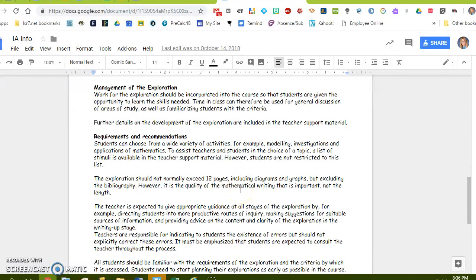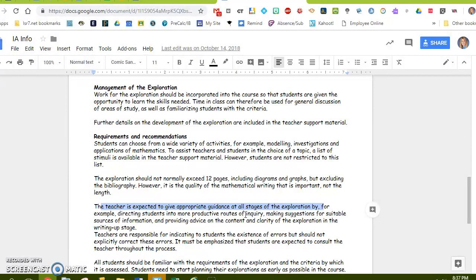Requirements and recommendations. Obviously, there's a lot of different things you can do. We're going to talk about the stimuli that's available. You're not restricted to that list. We can give appropriate guidance at all stages of the exploration, so we can direct students to a more productive route for inquiry. So if you're on a route where we don't see a lot of math showing up, we can try to redirect you. We can make suggestions for where you could look for things.